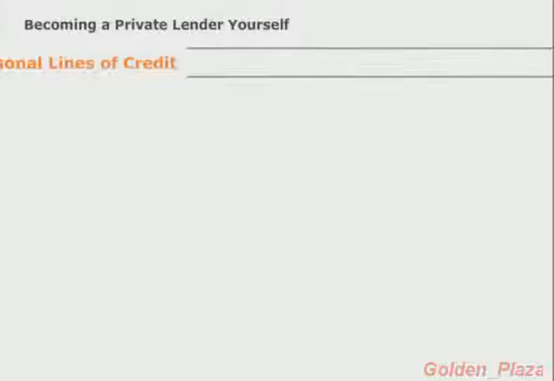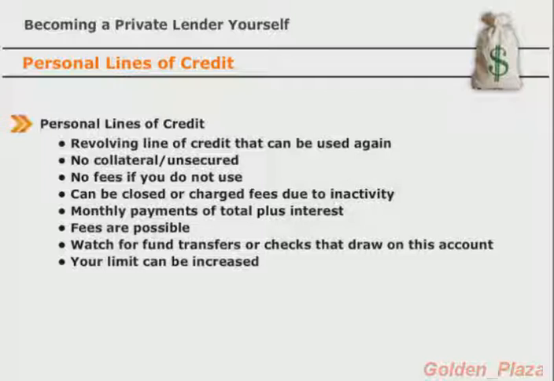If you have or can qualify for a personal line of credit, or PLOC, you can lend these funds to private lenders. A PLOC is a revolving line of credit that can be used, paid off, and used again. With unsecured lines of credit, you are not offering any collateral like a home, so it is considered unsecured, unlike a home equity line of credit, which offers funds secured by a piece of property.